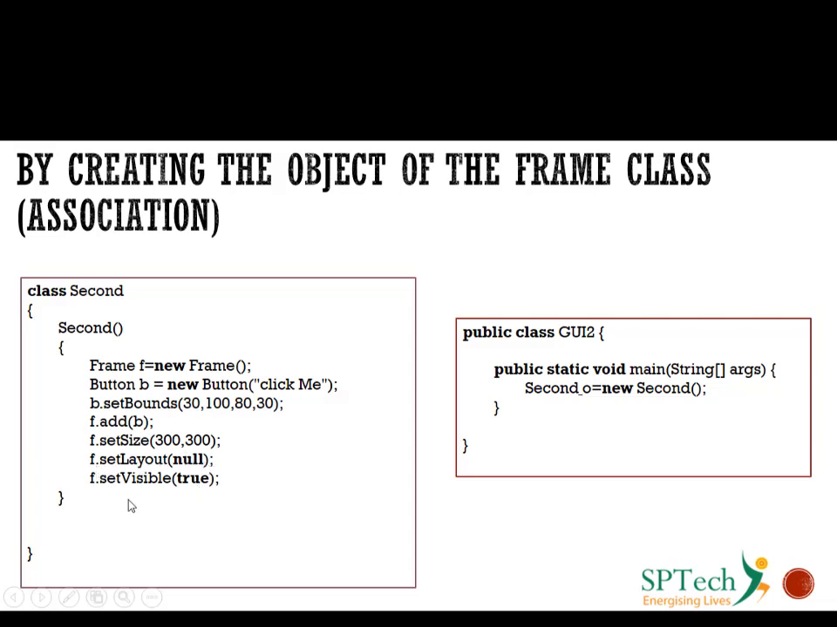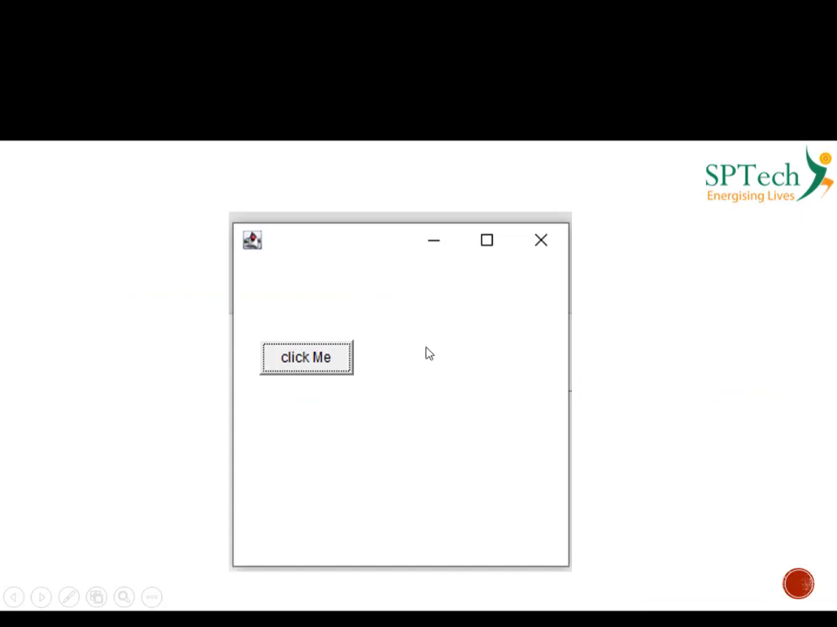And finally I am calling this method called set visible using the frame object to true, which means that the frame would be visible. Now in the main program I am actually creating an instance of the class called second. So we know that when an instance or an object is created, the constructor is called, and you are executing all these lines of code within the constructor, and finally we get the output. So I get the same output here as I get in the earlier example.